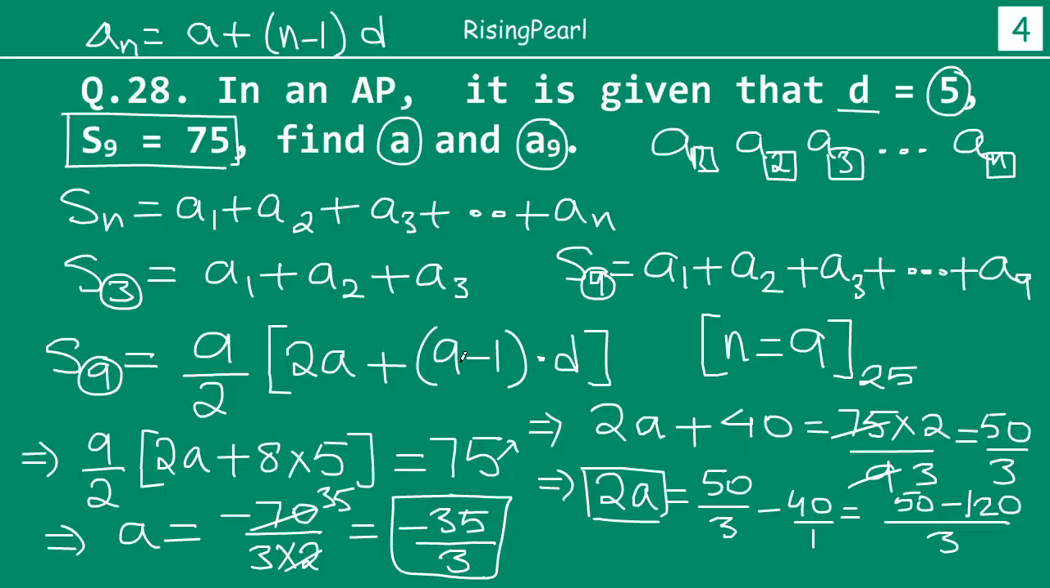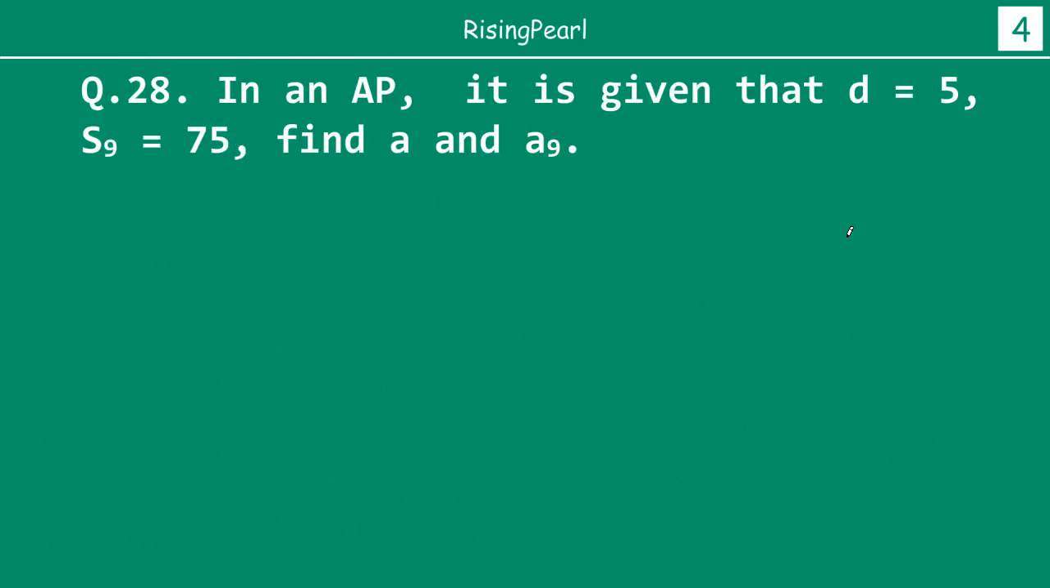You may want to check your calculation, to see that we have not made any mistake. But if this is A, we have found the value of A. Now using this formula, the nth term, we will simply put the values. Let's see if we can give ourselves a little bit more space. So we have A equal to minus 35 by 3, right? And D is given as 5.